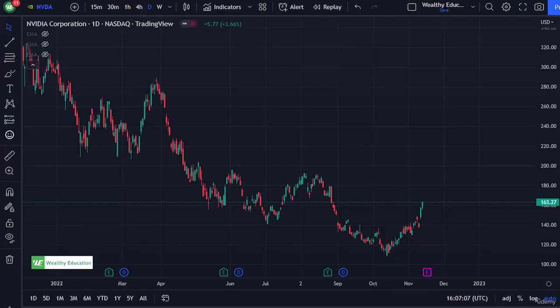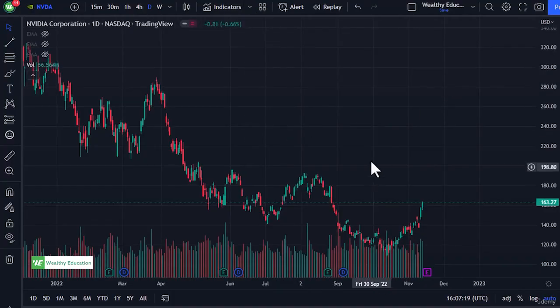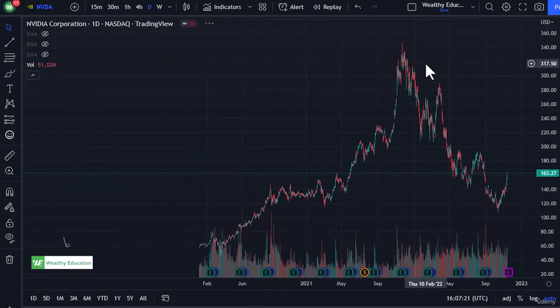So, having said that, trading volume tends to pick up when momentum picks up or volatility picks up. And this can be worth paying attention to. So, let's go ahead and click on indicator volume. You can see there's a series of bars here.